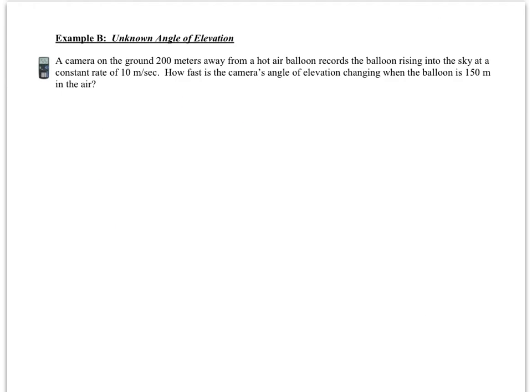Okay, for example B, first off, it's a calculator active question, which will make our lives a lot easier. However, look at the title of this problem. It is an unknown angle of elevation. So this question actually reads very similarly to the previous one. There's something on the ground measuring how high a hot air balloon is rising into the sky. Now, when you read the problem this time, notice there's no mention of what the angle ever is. This is a huge issue for people because people don't know what to plug in for theta in this situation.